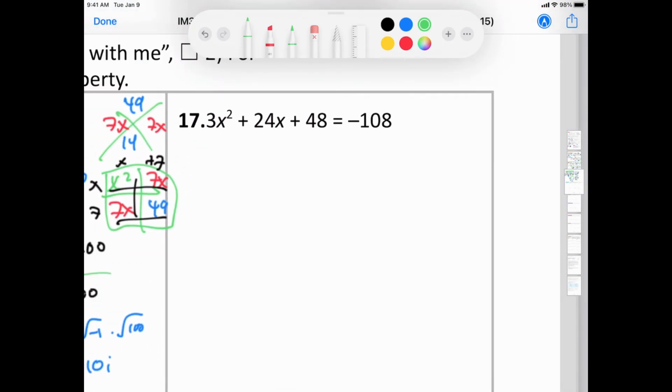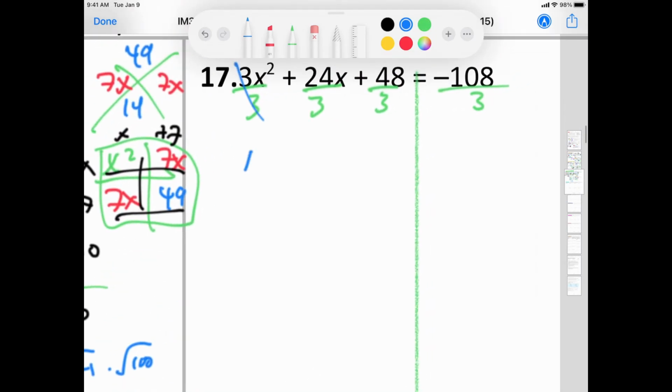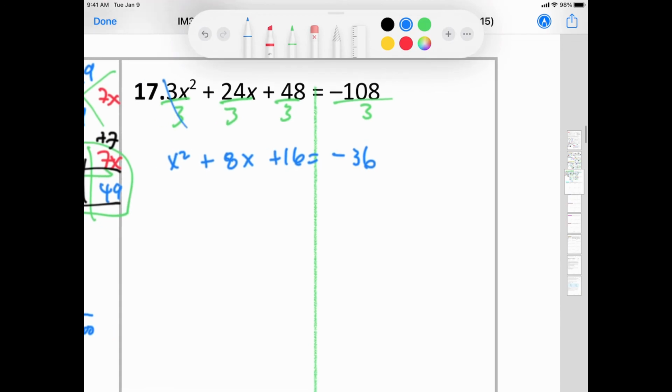Big numbers, big numbers. Let's all divide this by 3 and let's see what we get here. That becomes x squared plus 8x plus 16 equals -3, 1, 18. 18 divided by 3 is 6. Let's go ahead and factor this. So that would be 16 and 8. So that will give you 4 and 4.